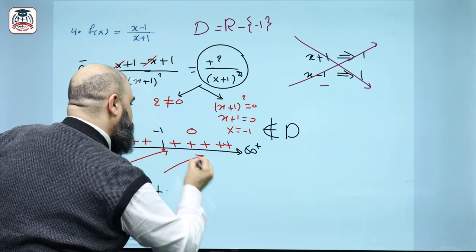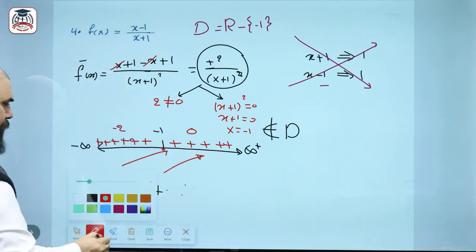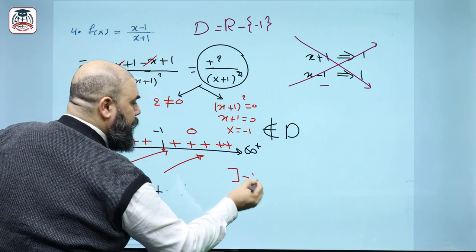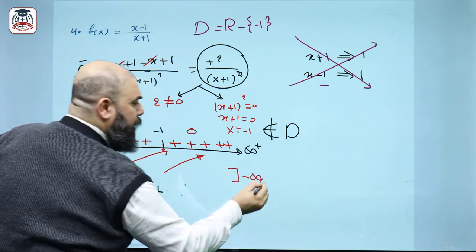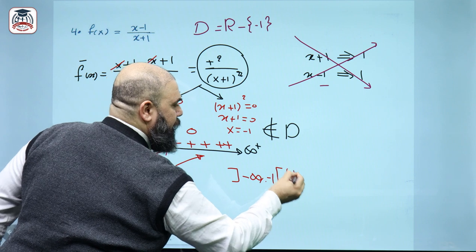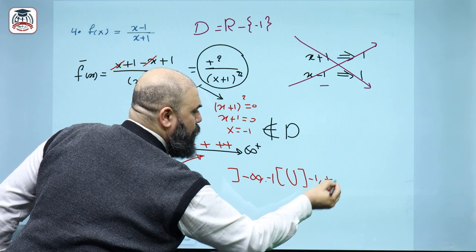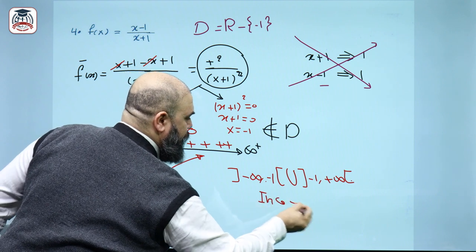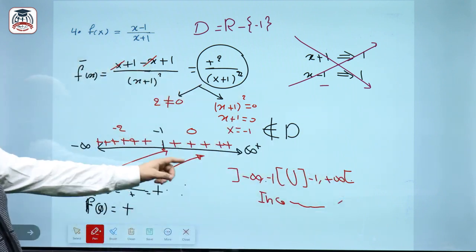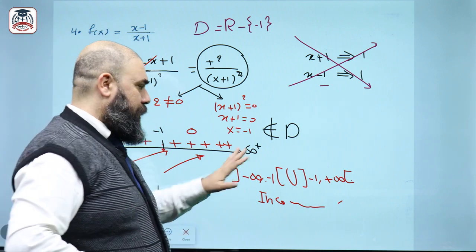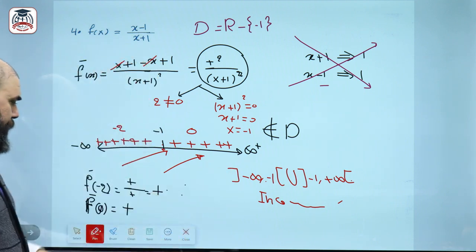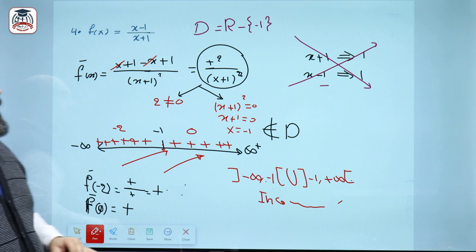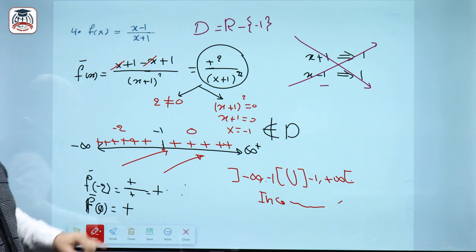We have two increasing regions: from negative infinity until negative 1, union negative 1 to positive infinity. As always, the interval is open, excluding the endpoints. Let's go to the final example.